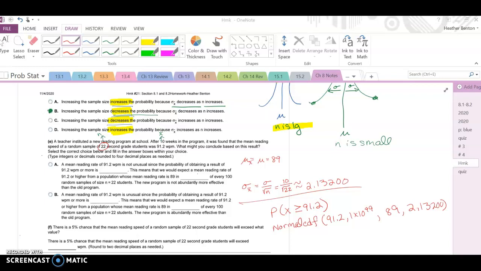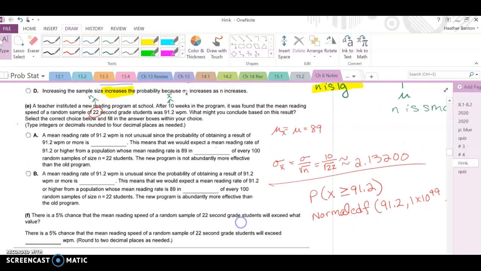Okay, so first of all, we have to adjust our mean and standard deviation. Well, our mean's still the same, right? It's still 89. Our standard deviation, we have to divide by 22 as our new n. And so 10 divided by the square root of 22 comes out to 2.132. And what we're really looking for, if you read this closely, they're really asking, what is the probability of obtaining a result of 91.2 or more? Okay, so you got to really look at what you're looking for.